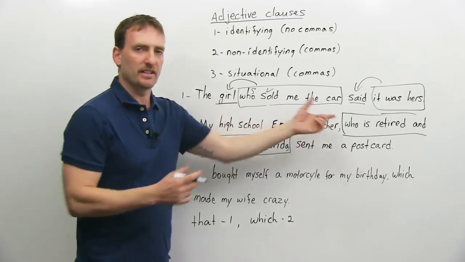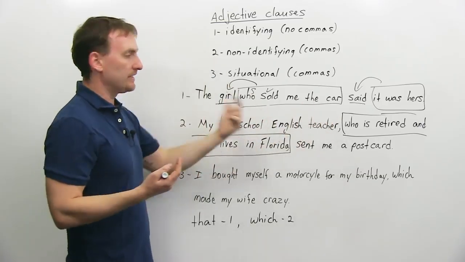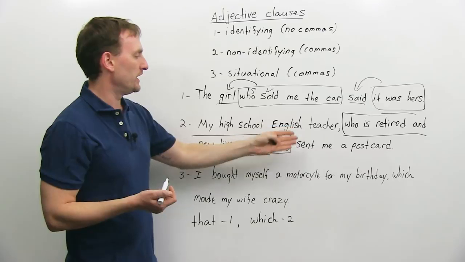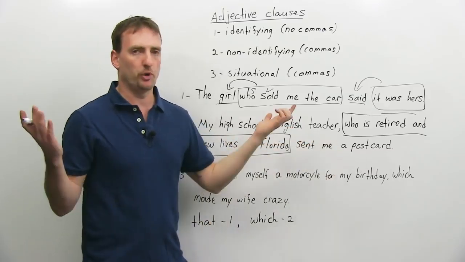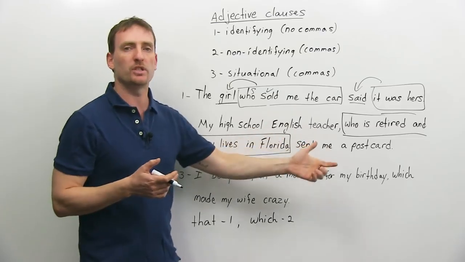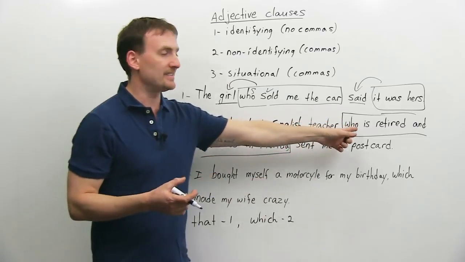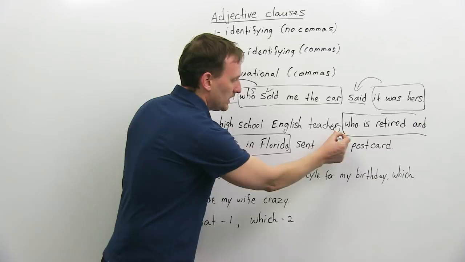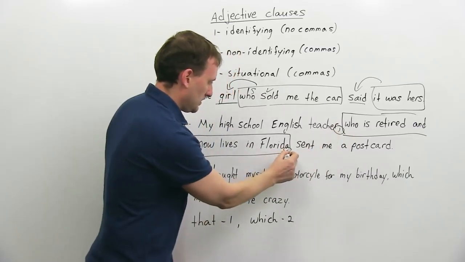This is the adjective clause. If I take it out, my sentence is still okay. My high school English teacher sent me a postcard. No problem. Good sentence. Complete idea. I know who she is. I know what she did. No problem. So this is extra, and so I put it between commas.